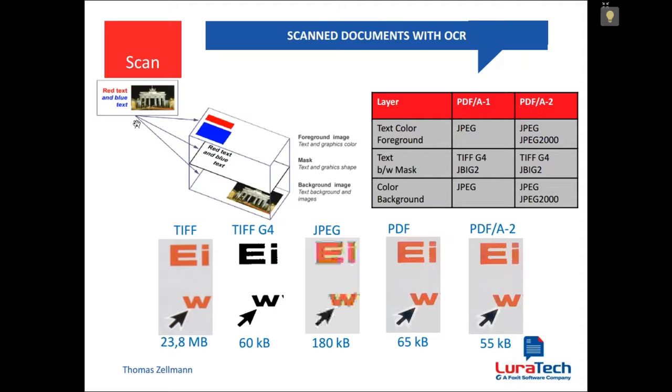Then there's what was written in red and blue in my example here, and this one has a text color layer, so there's just that information. The red text was in red and the blue text was in blue, and what is graphics, images, logos, tables, things like that, they can be compressed very heavily.